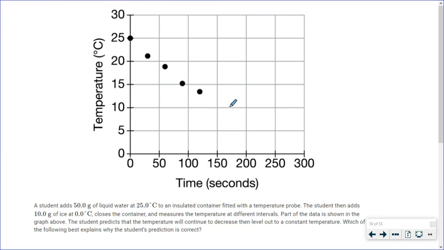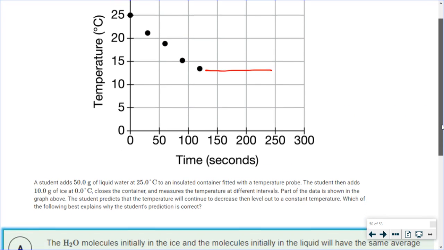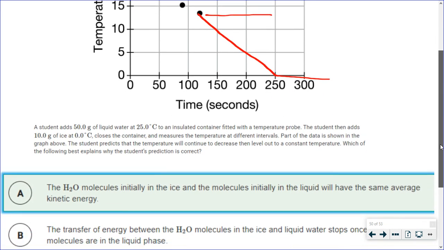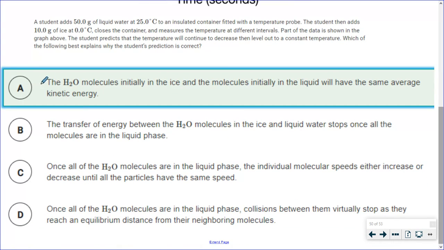Our next one, a little cooling curve here. You've got water that you put into a container and you start to cool it off, and the student predicts that it's going to flatline right here, and they want an explanation for why it would flatline. Looks like I'm looking at our temperatures here. It'd keep going down to 0, and then it would flatline because it'd start freezing. So part A is your correct answer.